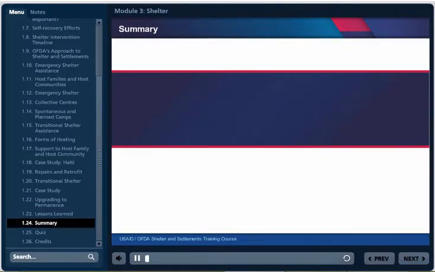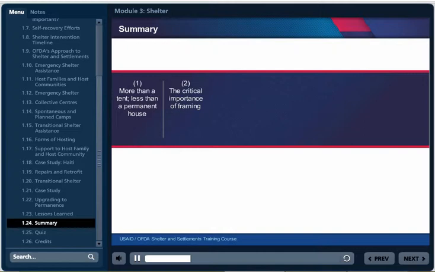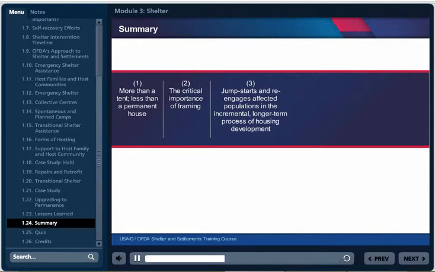Key points to remember from Session 3 include: USAID OFDA doesn't engage in permanent housing reconstruction mainly because those needs are well beyond our mandate and the mandate, protocols, expertise, and institutional memories of most humanitarian actors. Shelter, particularly forms of transitional shelter, can jumpstart and re-engage affected populations in the incremental, longer-term process of housing development that exists in most countries.